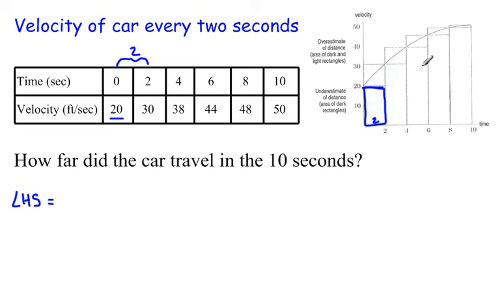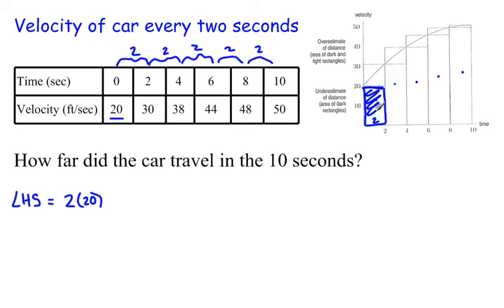And we're going to notice that we have 5 rectangles here. 1, 2, 3, 4, 5. And we can see that from the table in that if we look at each pair, we notice the width of each one is 2. And for each of them, we're going to take the left-hand velocity. So in this first one, we're going to take a width of 2 times a height of 20.